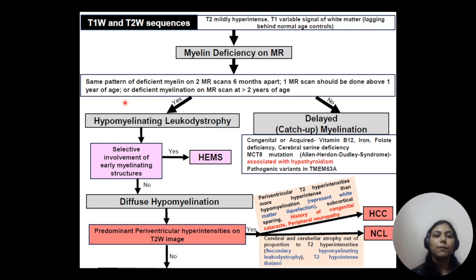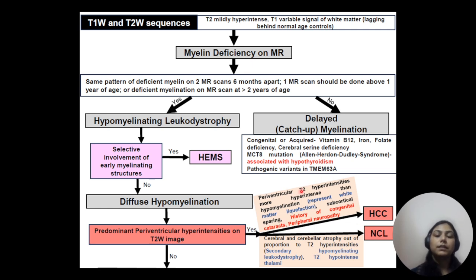Once we are confirmed about hypomyelinating leukodystrophy, if there is only involvement of the early myelinating structures, then it can be HEMS. If it is not, and there is diffuse hypomyelination, and this diffuse hypomyelination has predominant periventricular involvement with predominant cerebellar atrophy, not much of hyperintensities, then it can be NCL.